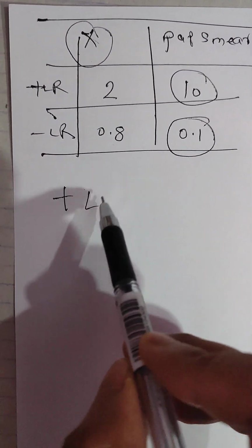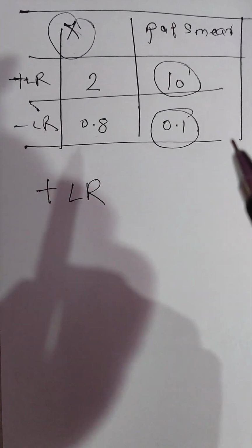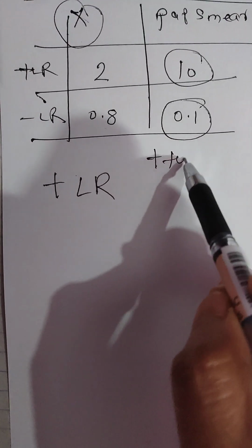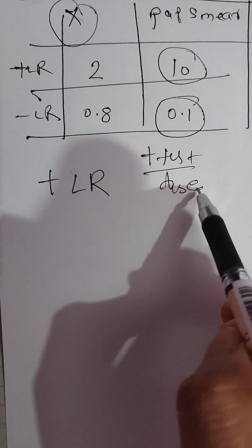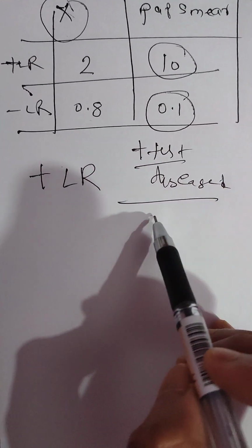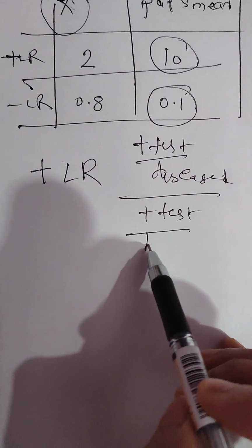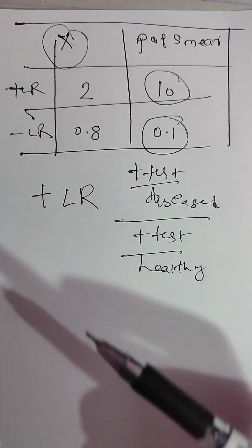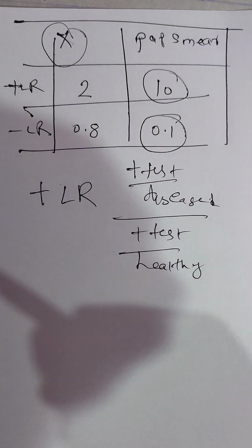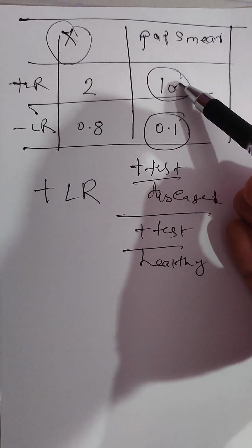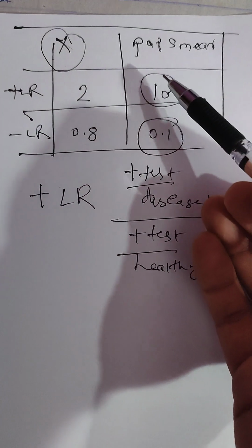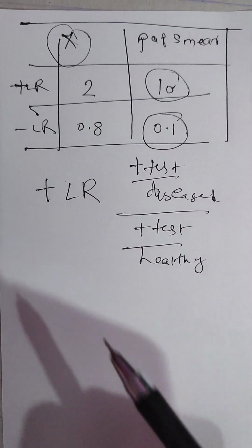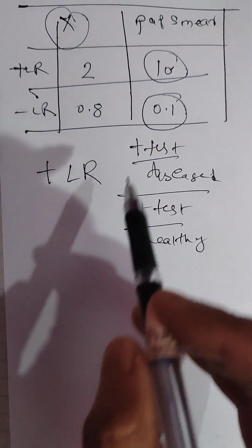What is positive likelihood ratio? Positive likelihood ratio is the likelihood of a positive test among diseased versus the likelihood of a positive test among the healthy population. So the higher the likelihood ratio, the more it helps to rule in disease. If you see both, the positive likelihood ratio is higher for Pap smear, so Pap smear helps to rule in disease. If you see the negative likelihood ratio, it is lower in Pap smear.